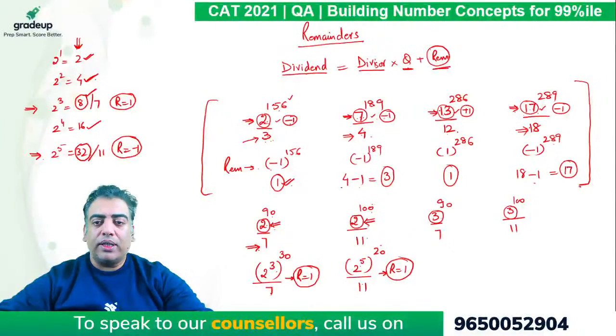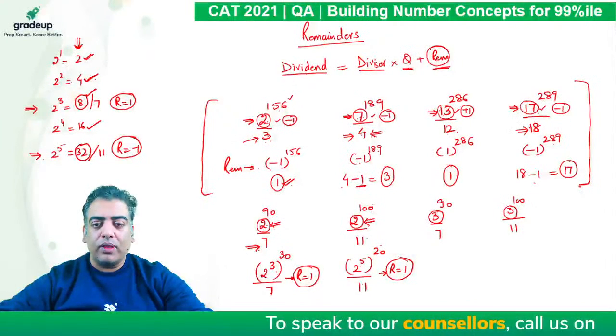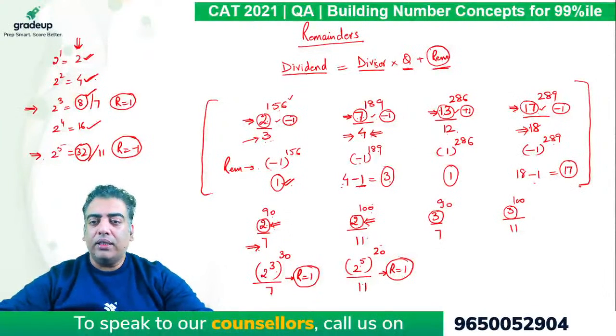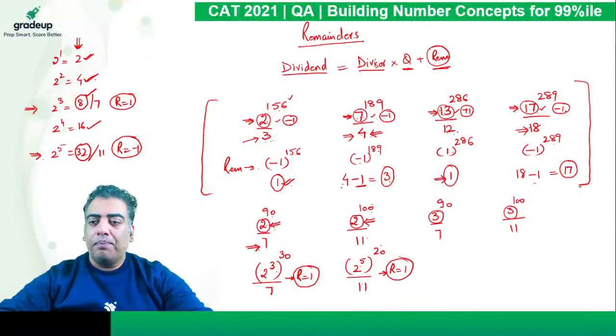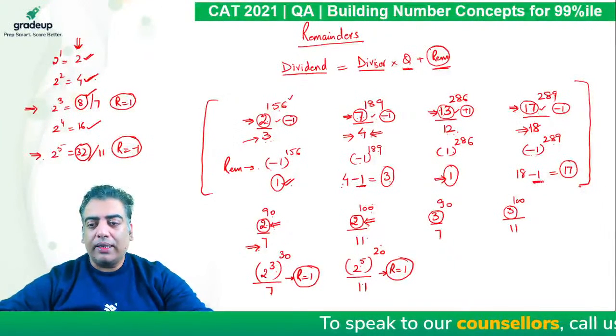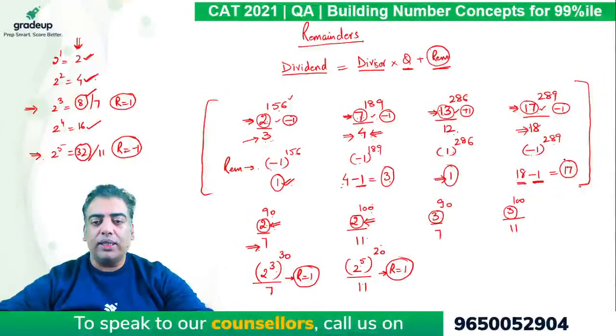Here it is -1 raised to power 189. So -1 raised to power odd value results in -1. Now to generate positive remainder, we need to add divisor to this. So 4 minus 1, remainder becomes 3. Likewise here, 13 divided by 12, remainder is 1, power is 286. So answer comes out to be 1. -1 raised to power 289, negative raised to power odd value results in -1. On adding divisor to it, remainder comes out to be 17.